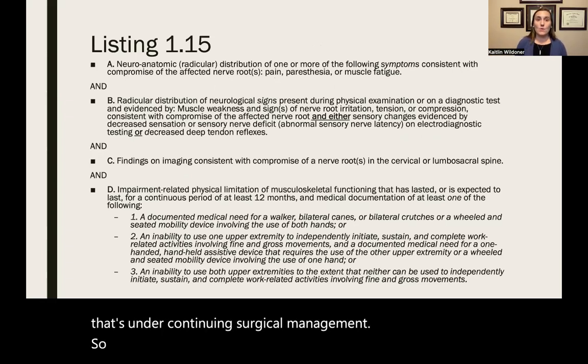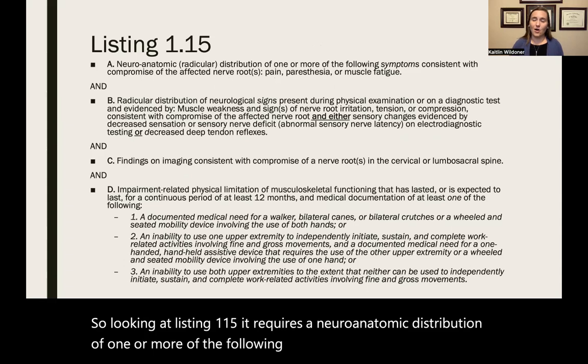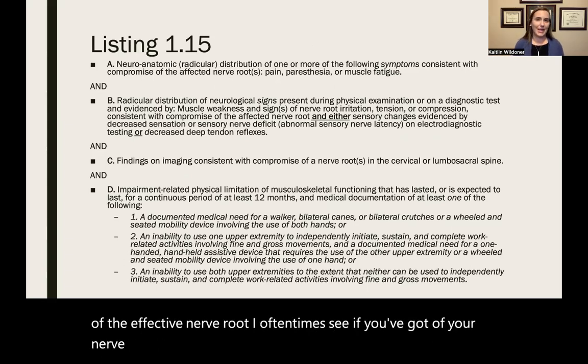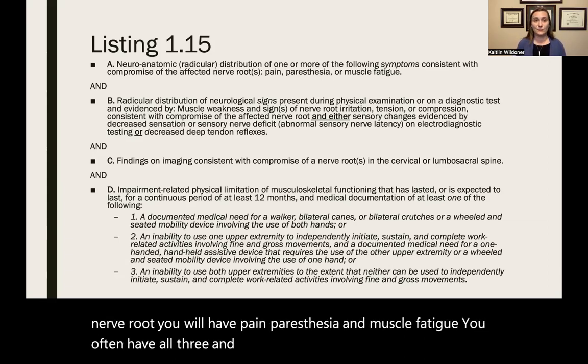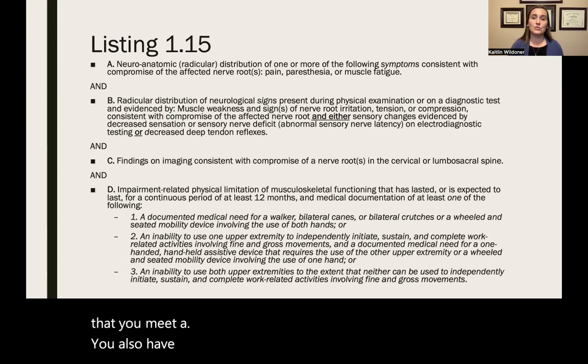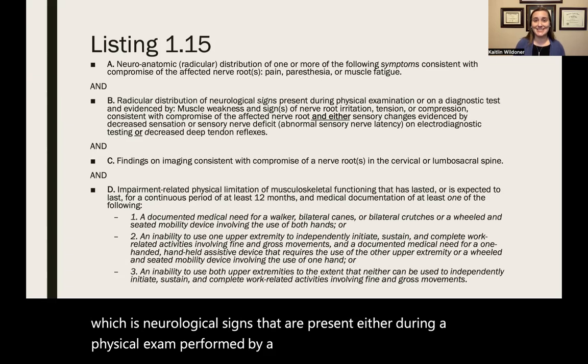So looking at listing 1.15, it requires a neuroanatomic distribution of one or more of the following symptoms that are consistent with compromise of the effective nerve root. I oftentimes see, if you've got a compromise of your nerve root, you will have pain, paresthesia, and muscle fatigue. You often have all three, and if not all three, at least the first two. In addition to the medical evidence that shows that you meet A, you also have to have medical evidence that shows you meet B, which is neurological signs that are present either during a physical exam performed by a doctor or a diagnostic test.